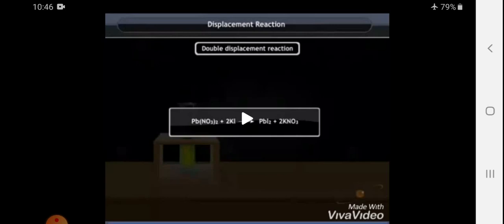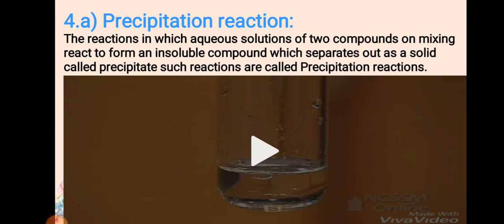Next we'll see the precipitation reaction. It is also a type of double displacement reaction. The reactions in which aqueous solutions of two compounds on mixing react to form an insoluble compound which separates out as a solid, called a precipitate, are called precipitation reactions.